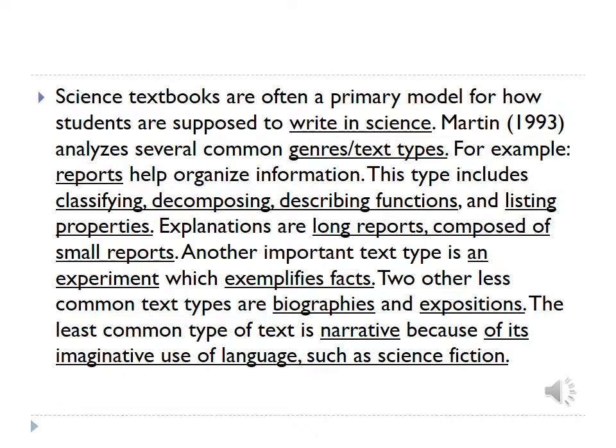Science textbooks are often a primary model for how students are supposed to write in science. Martin 1993 analyzes several common genres or text types. For example, reports help organize information. This type includes classifying, decomposing, describing functions, and listing properties. Explanations are long reports composed of small reports. Another important text type is an experiment, which exemplifies facts. Two other less common text types are biographies and expositions. The least common type of text is narrative because of its imaginative use of language, such as science fiction.